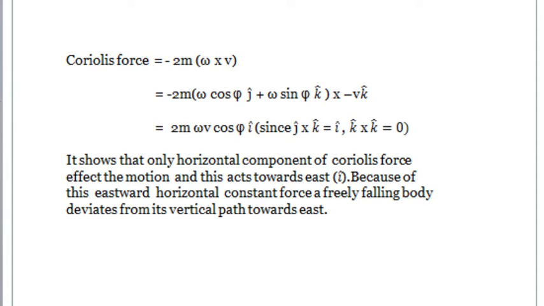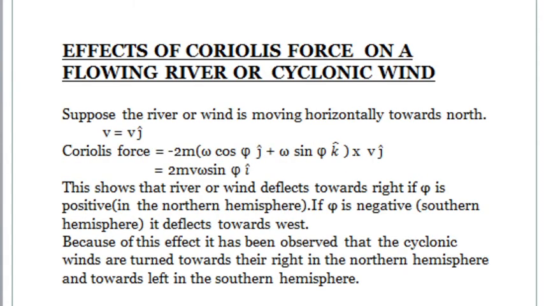Then we are moving to the next slide, that is the effect of Coriolis force on a flowing river or cyclonic wind. In the case of a flowing river or wind, we consider motion towards the north direction. We can take the velocity as v equal to vj cap, because j cap is the unit vector along the north direction. In such a case, the Coriolis force is calculated as minus 2m, the value of omega is substituted here and the velocity is vj.